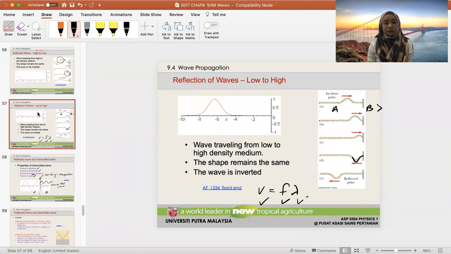Yes, Belle? Doctor, but why does the wave become inverted from low to high, then high to low it has normal orientation? I don't know. Honestly, I don't know. I haven't read into it. If you find out, you can let us know, Belle. Tapi sebenarnya saya tak tahu. I'm not being sarcastic. I really don't know. So technically kita kena hafal lah, Doctor.